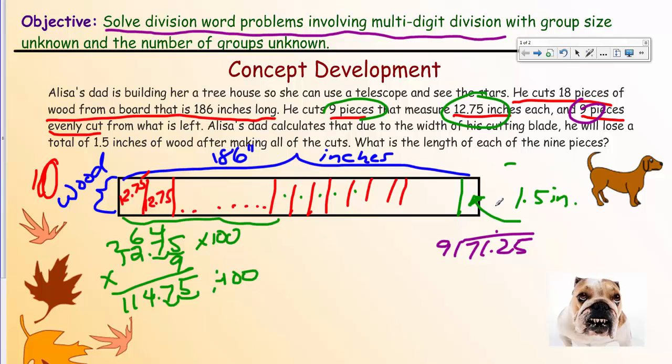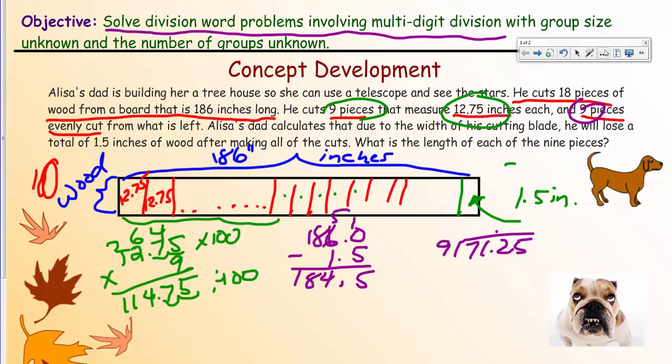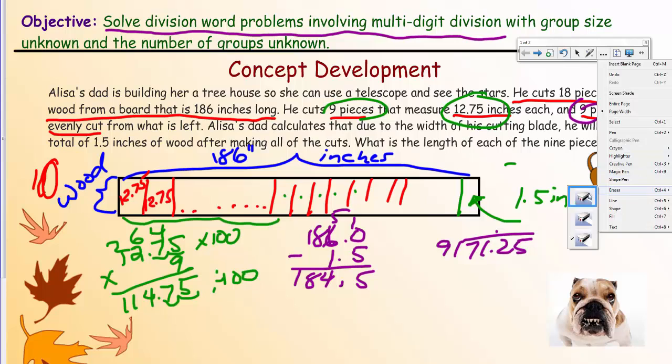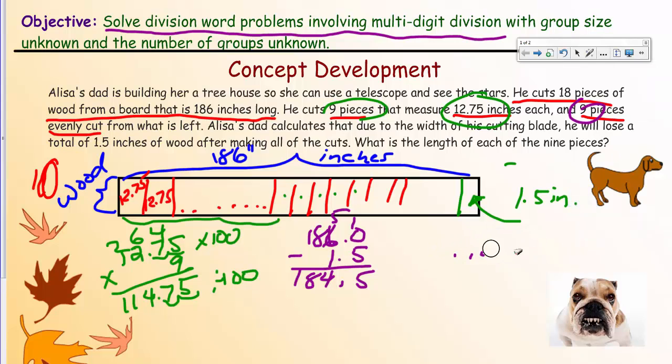Because remember that 1.5 inches, so we want to take that off the 186 first. So here's your 0, and we'll take that off. That's a simple subtraction problem. And there's 5, because you need some help over here. So we have 5. And it looks like 184.5. I'm going to go ahead and erase this other one too. Get out of here. Goodbye.